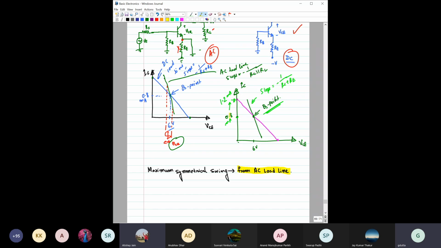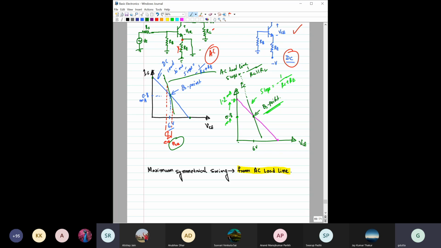Right. So now if you follow this AC load line, the AC load line slope is much lower compared to the DC load line. So if you follow the AC load line, you should be able to go to a much higher value of IC, but still you will not fall into the saturation region. Not clear? No, sir. Sir, can we go beyond 1.2? Yes, you can go beyond 1.2 for the AC signal.